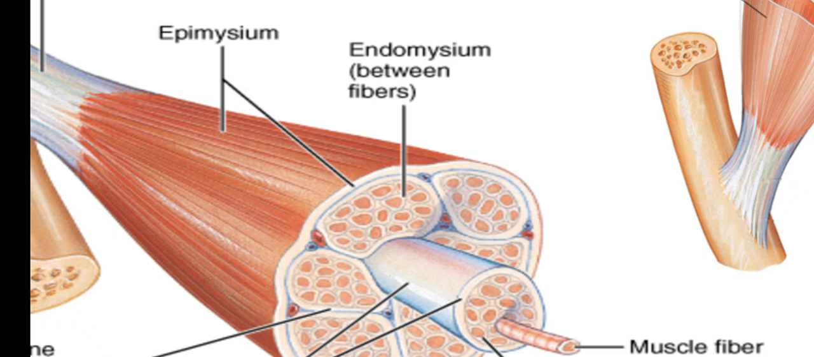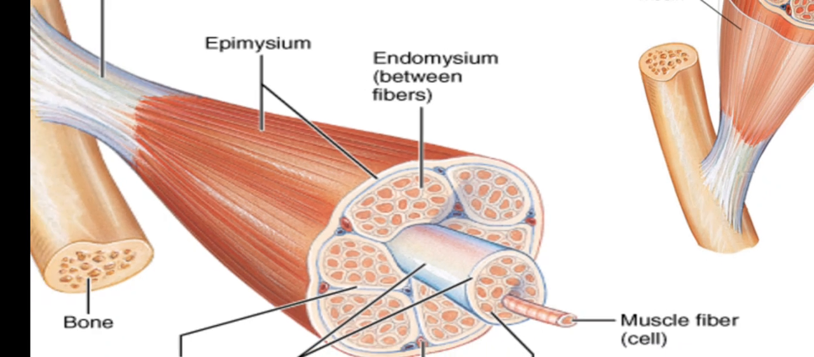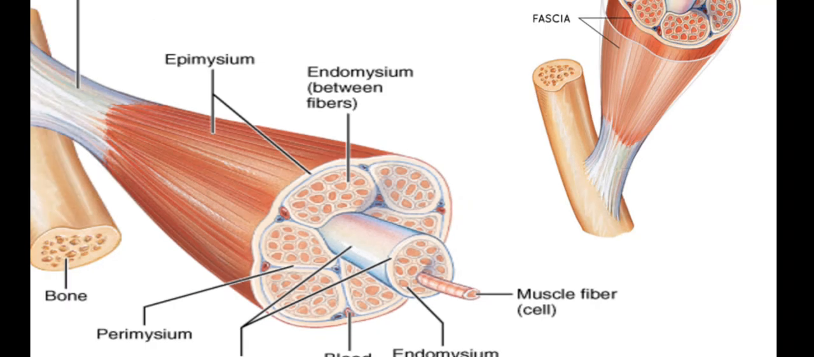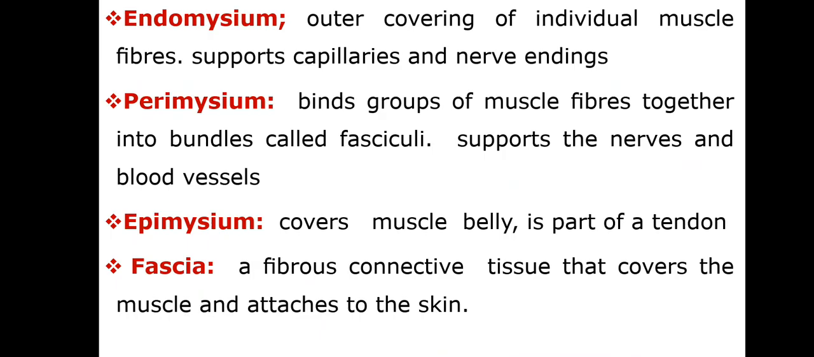What I simply mean is that these different layers of muscles, such as the epimysium, endomysium, and perimysium, just pull on each other to be able to initiate or facilitate movement. That's what happens there.